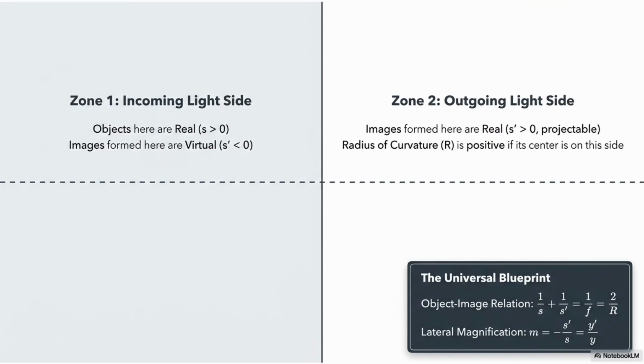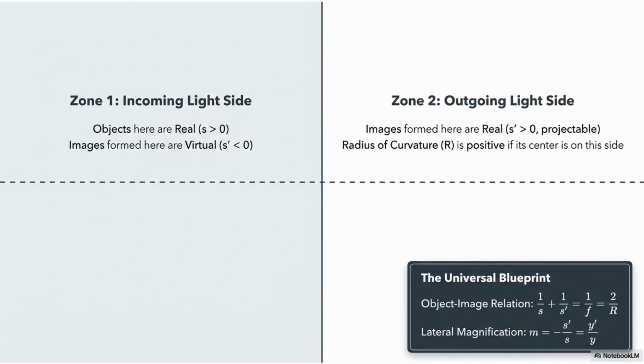I like to think about these zones like a theater. Yeah, like zone one is the audience seating. That's where the incoming light is, where the physical objects actually originate. So mathematically, that's a positive space. The s is greater than zero. Okay, I tracked that. And then zone two is like backstage, it's where the light is trying to go. But the slide points out something really weird here. It says virtual images are formed back in zone one, meaning the s prime is less than zero.